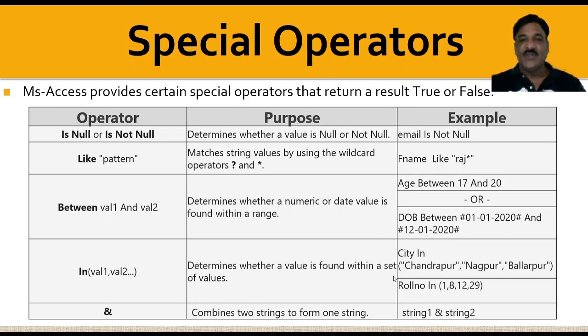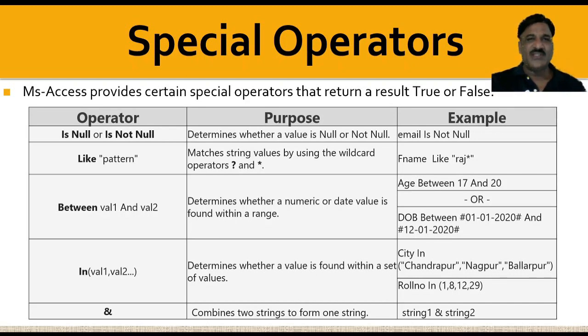For example, you may write city IN Chandrapur, Nagpur, Ballarpur, instead of writing city equal to Chandrapur or city equal to Nagpur or city equal to Ballarpur. Then the ampersand operator is useful to concatenate two strings. It means suppose you have two fields like F name and L name, you can combine them to make the full name.